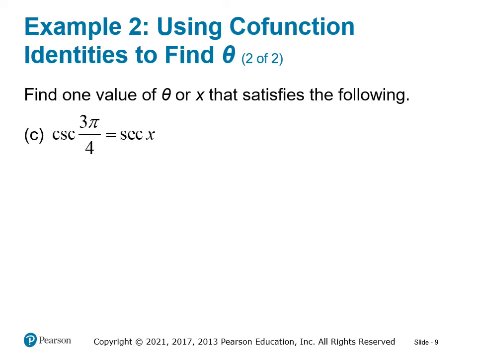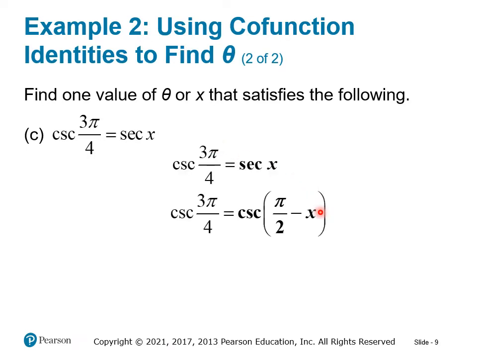Find one value of theta or x that satisfies the following. 3 pi over 4 equals the secant of x. So remember that x plus 3 pi over 4 has to equal pi over 2. Again, we can rewrite it if we choose to do so, both of these in terms of secant or cosecant, as they've done here. You could have rewritten either one, honestly. And actually, I think I would do this one instead, because then it sets up as an automatic problem without a negative variable.